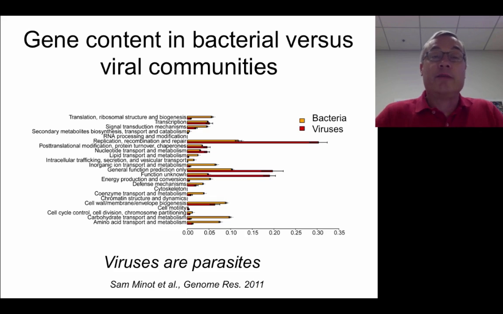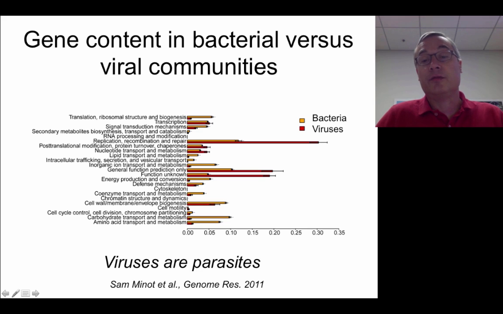So we can also examine gene content in the bacterial community versus viral communities, and that was kind of fun. It indicates that viruses are parasites, as is of course very well known. So each pair of bars here indicates a class of genes, and we're comparing whole stool sequence, the bacteria in orange, to viruses in red, and the relative proportions of each in each community. So you can see that the bacteria devote a lot of their coding capacity to amino acid metabolism, carbohydrate metabolism, translation. Viruses do little or none of this.